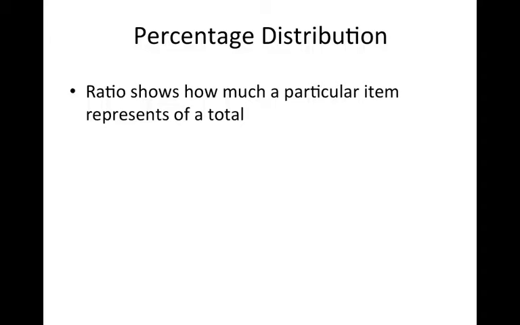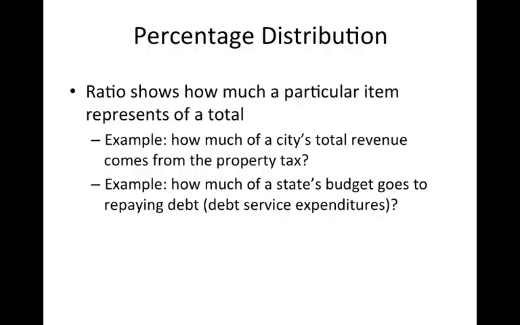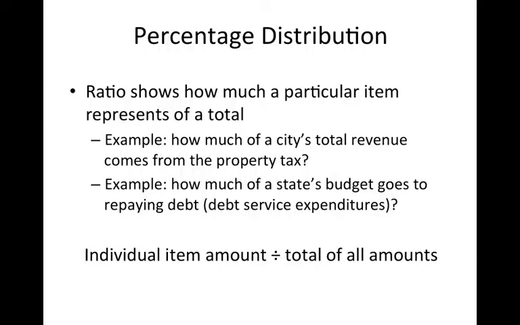Percentage distribution is a ratio that shows you how much of the total a particular item represents. For example, how much of a city's revenue comes from its property tax, or how much of the state's budget goes to paying off its outstanding bonds, its debt service expenditures. It's calculated by dividing that individual item amount, like the property tax revenue, by the total of the relevant category, like property tax revenue divided by total revenue.